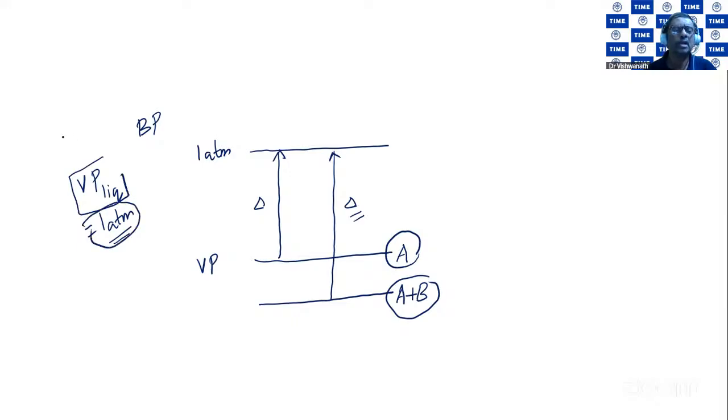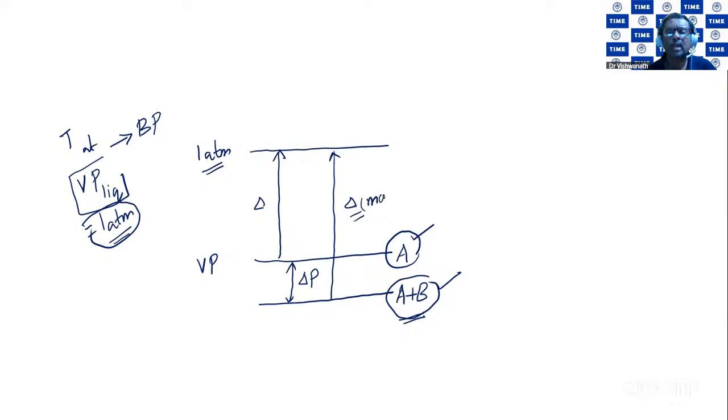The temperature at which this happens is the boiling point. So where do you require more heating? For A or for A plus B? A is already closer to 1 atmosphere. There has been a lowering of vapor pressure. This is delta P, right? Because of this delta P, A plus B is down in vapor pressure, and therefore we need to heat more.